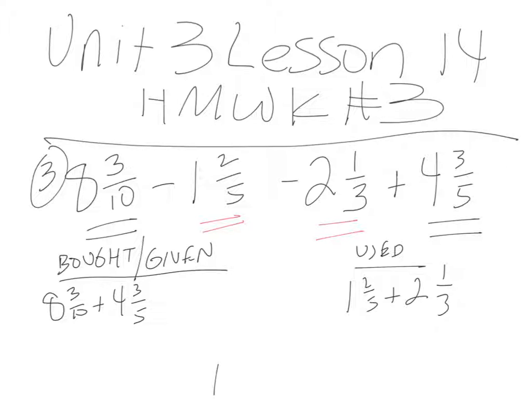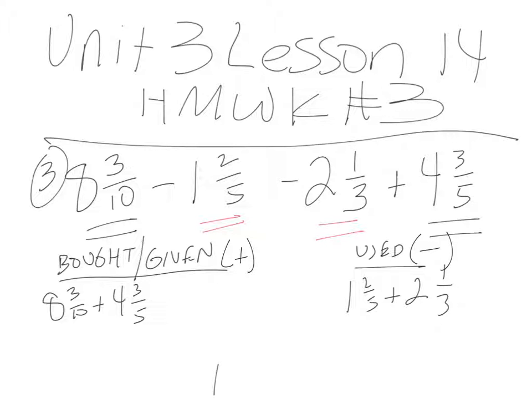So I'm going to do their homework problem number 3, which is a problem they have to do. And it is a word problem. And I've written down my strategy of the word problem. If you read the word problem, two of the mixed numbers represent parts that are bought or given, and the other two mixed numbers are parts that have already been used. So the used parts you're going to subtract, and the bought or given parts you're going to add. So I've done that already here.